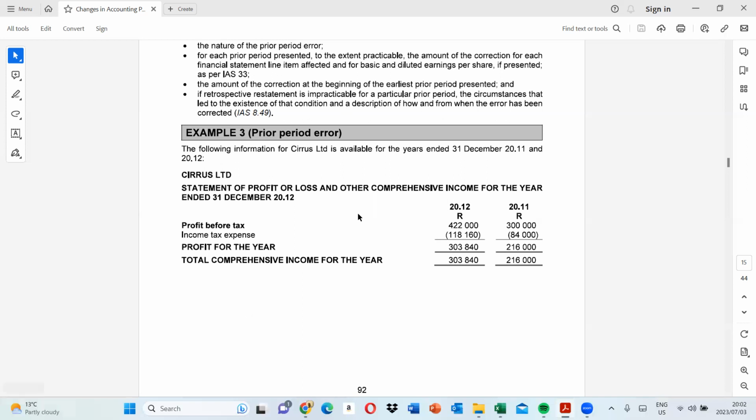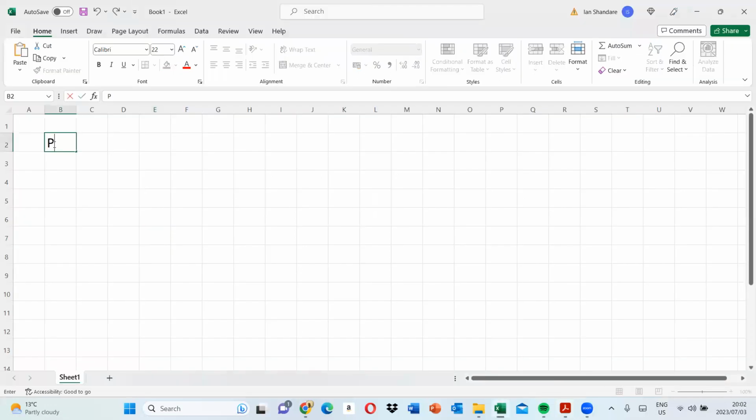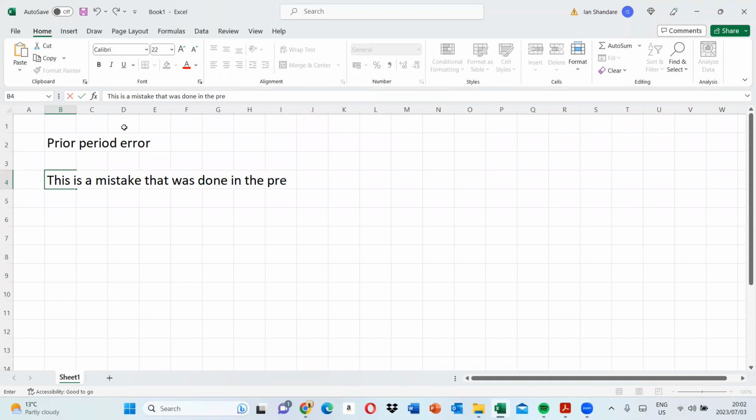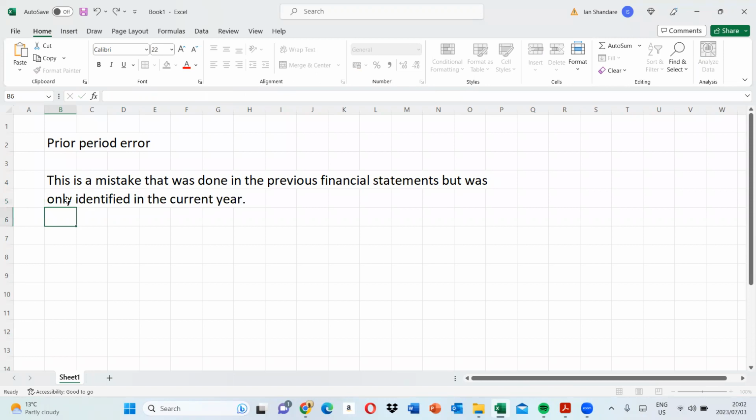Okay, cool, guys. So now let's look at prior period error, right? What is a prior period error? And how do we go about that? So prior period error now, guys, this is a mistake that was done in the previous financial statements, but was only identified in the current year. All right, so that is what we call a prior period error.